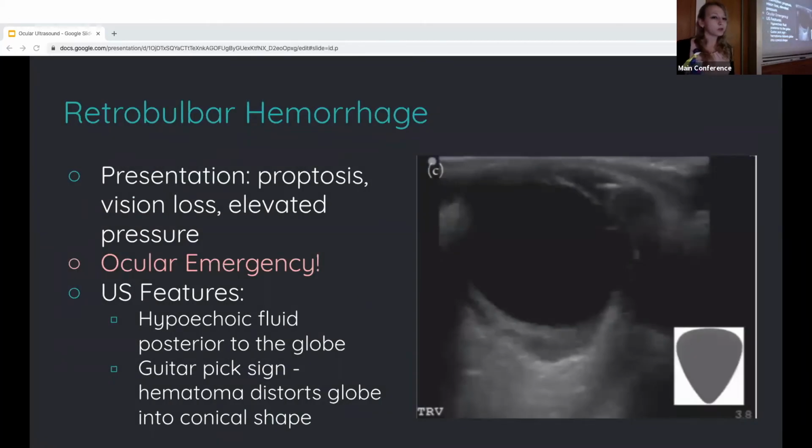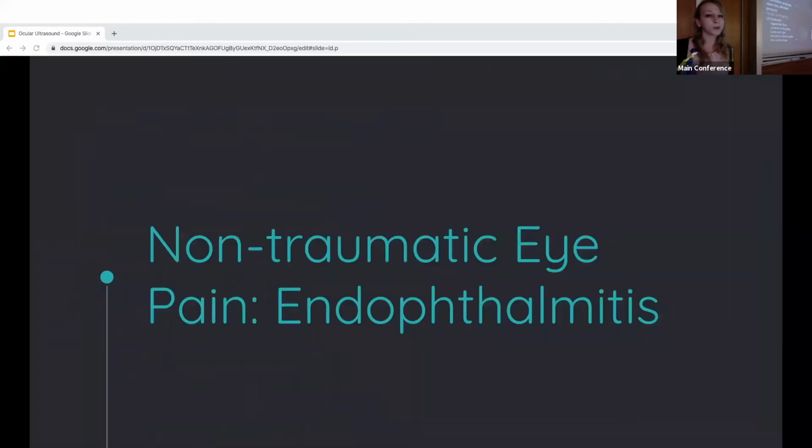Another indication is retrobulbar hemorrhage. Presentation is usually proptosis, vision loss, and elevated pressure. This is an ocular emergency. The ultrasound features are hypoechoic fluid behind the globe, and usually the globe itself will take on a conical shape, kind of like a guitar pick, so it's called the guitar pick sign.